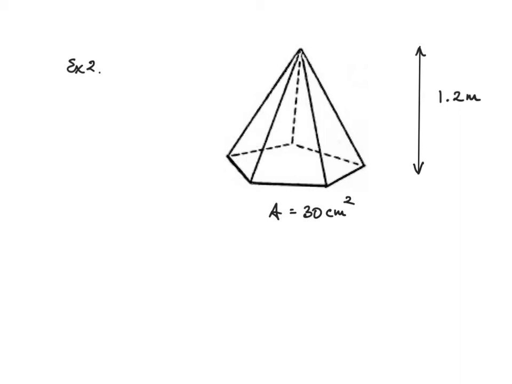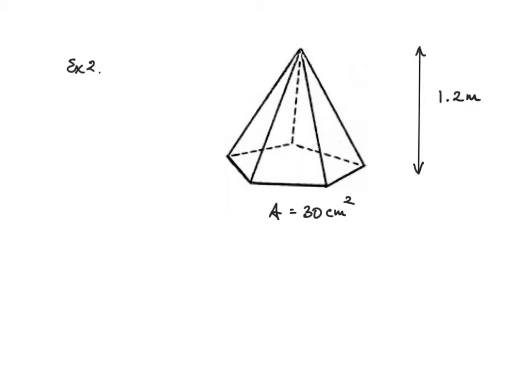Now, this is another pyramid, but if we look at the base, we have 1, 2, 3, 4, 5. So that would be a pyramid with a pentagonal base. In a question like this, we're almost always given the area of the base. You wouldn't be expected to work out the area of the pentagonal base. So the area is given, which makes the calculation much easier. We're also given the height, but there's something to notice here. We've got the area in centimetres squared and the height in metres.